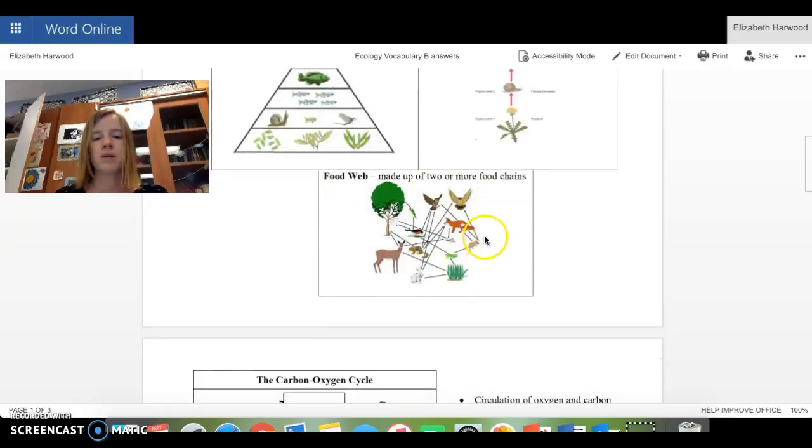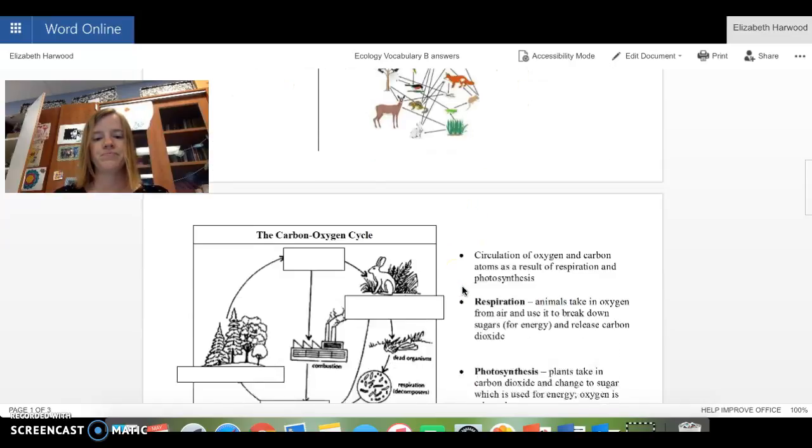The food web is just made up of 2 or more food chains. Being able to read the food web is really important. The arrows indicate, like the grass is going to the rabbit. The arrow is pointing towards the rabbit. That means the rabbit consumes the grass. Wherever it's pointing is where it ends up going. Like the energy goes to it, or the food goes to the rabbit, goes to the fox, and so on.